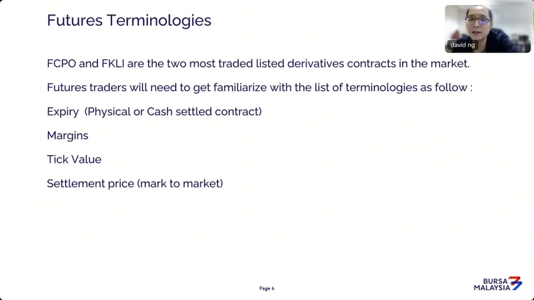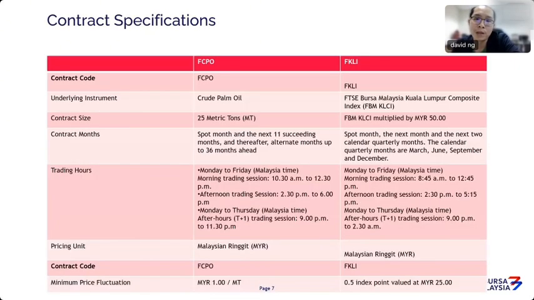So keep in mind, these are the 4 key characteristics of the futures market that you need to know, especially when you trade the futures market space. Now, this is a contract specification for SCPO and FKLI. I'm not going to go too much into it. You can obviously get this information on the Bursa Malaysia website, which is very detailed.